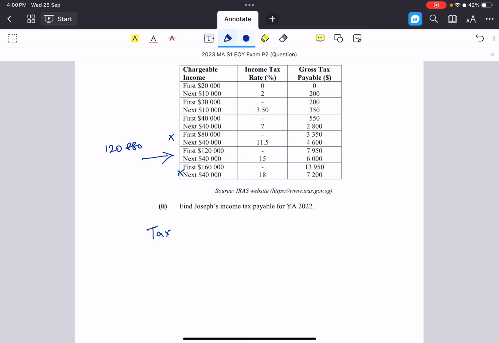His tax is going to be equals to this value over here, 7,950 plus 15% of the remainder after subtracting 120,000, which will be 880, right? So you work this one out, it is 8082. Yeah, that's the amount of tax he has to pay. Okay, moving on, next one.